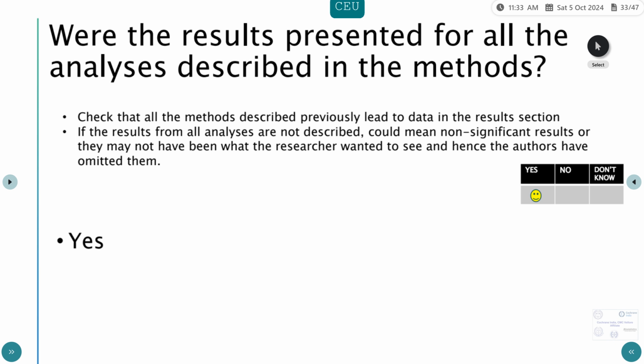So were the results presented for all the analysis described in the protocol? Why this is important is sometimes they will analyze something, and if they get a negative result, or a result that is not in favor of the funding agency or the authors, they may not want to highlight it or they may not want to publish it. So that's why you want to check whether all the things that are analyzed have been published or not.